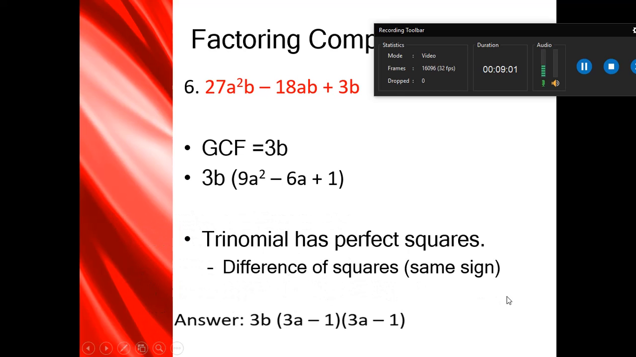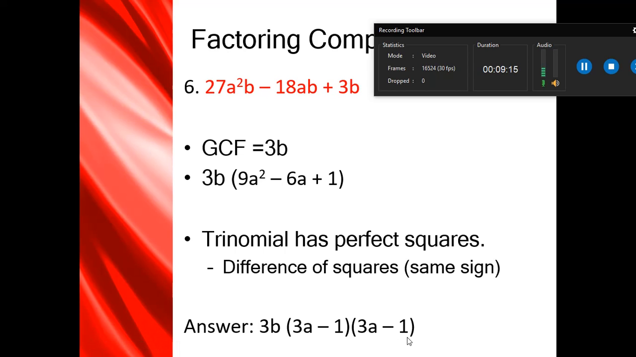So in my final answer, there's the original greatest common factor. We will split 9a squared into 3a and 3a. And to get +1, I'm going to need -1 and -1 in both quantities. But if you check through distribution, you'll see that you achieve a -6a in the middle. And then ultimately, this problem is factored completely.